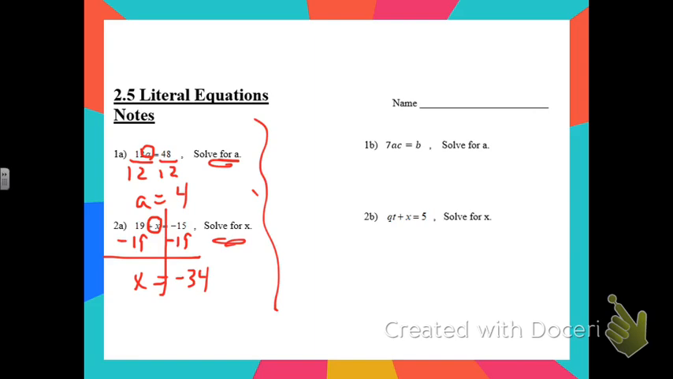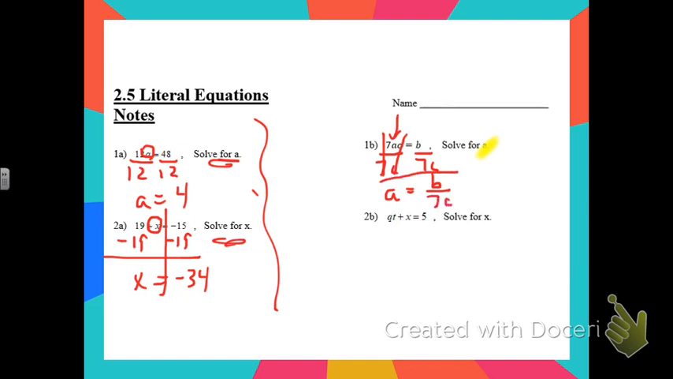So if I go over here to this side, I need to solve for A. I see the A, I'm not going to circle it because it'll mark it. What is keeping A from being by itself? Well, it's being multiplied by 7 and C. So I'm going to do the opposite or inverse operation and divide by 7 and divide by C. So B over 7C.